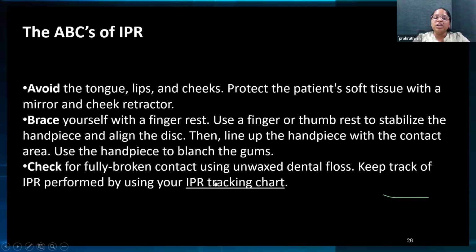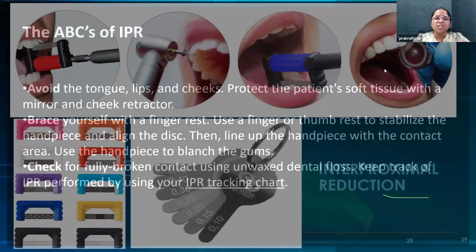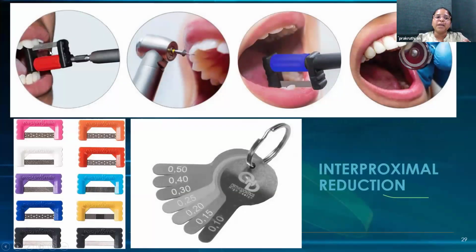So check for a fully broken contact using dental floss. After you have finished with the burr or with the disc, take a floss and pass it between the teeth. If there is fraying of the floss, it is understood that some rough areas are there, or some notch or something has been created. You will have to clear it using manual strips. You can see here, these are the different armamentarium.